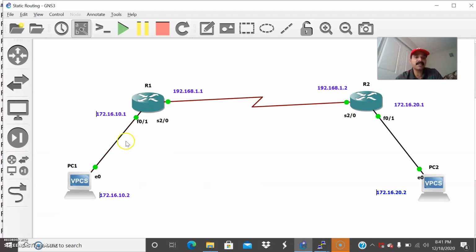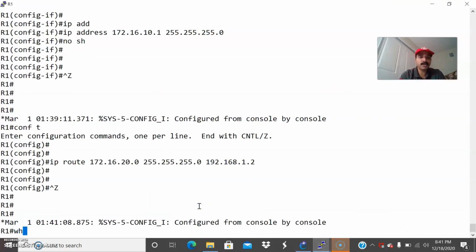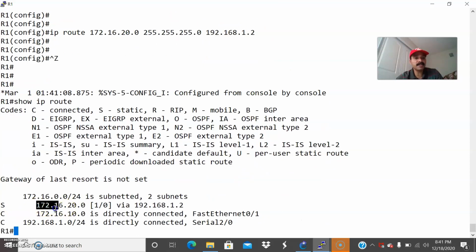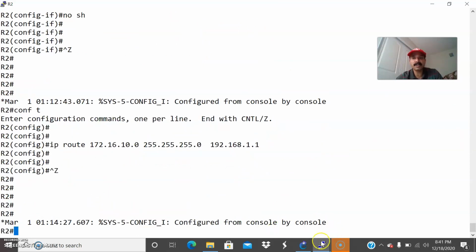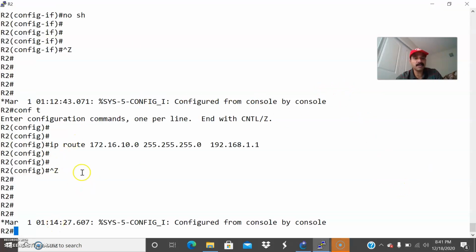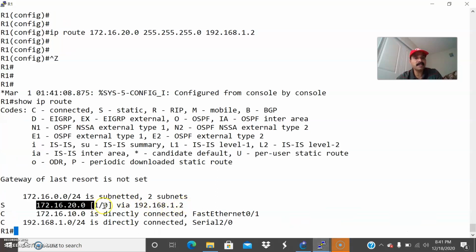Now let us check the static routing. How to check? Go to R1 and run show ip route. This will show the static route. You are able to see 172.16.20.0 is the remote network. It is reachable via the 1.2 gateway, and this is the administrative distance. Since it is a static route, it is 1.